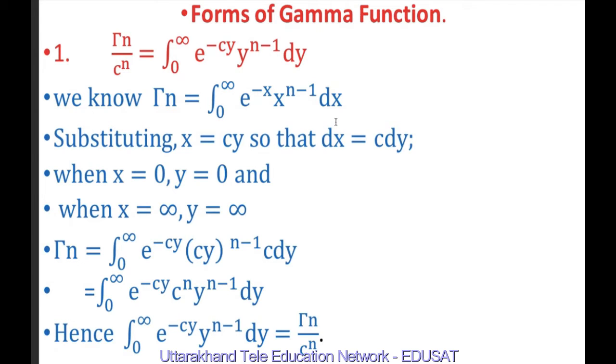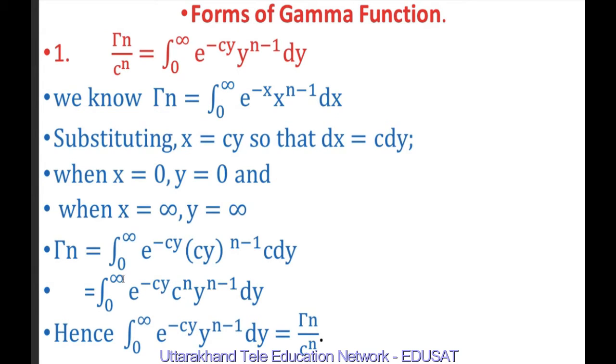We know the definition of gamma function. If we substitute x equal to cy here, then dx is equal to c dy. Here the limits are from 0 to infinity. If we substitute x equal to 0 here, then y is 0. If we substitute x equal to infinity here, then y is infinity. So the limits of the integration remain the same if we substitute x equal to cy.